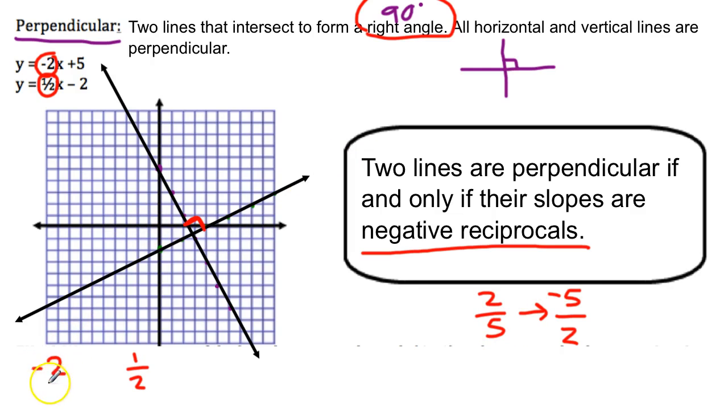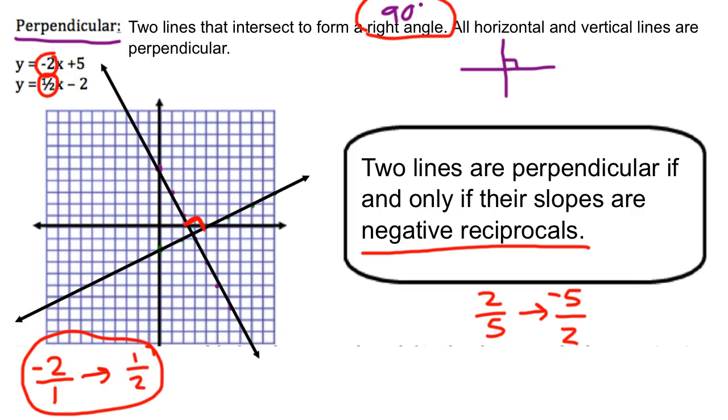If we look over here, we start with negative 2. That can really be negative 2/1. So if we flip it, it becomes 1/2. It started as negative and it ends as positive. So a perpendicular line has a negative reciprocal. In this case, we went from negative 2/1, we flipped it, it became 1/2, and we changed the sign.